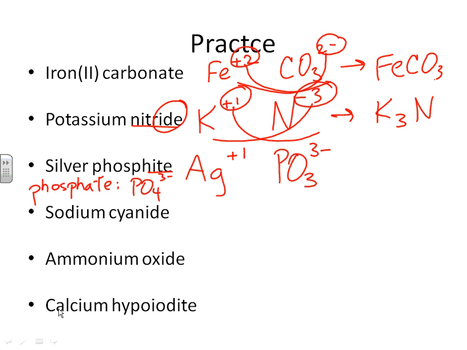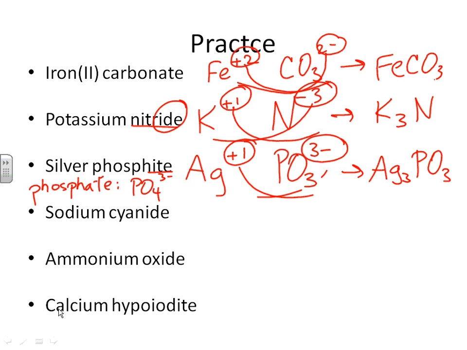Balance the charges. I'm going to need 3 silvers to cancel out the -3 from the phosphite. Again, crisscross method is where I'm getting that. So Ag3PO3. Next up, sodium cyanide. Sodium, Na. What's its charge? Where is it in the periodic table? It's group 1. Its charge is going to be +1.